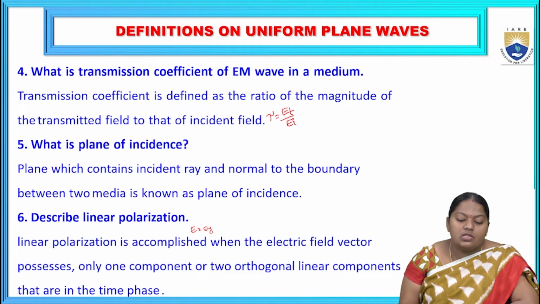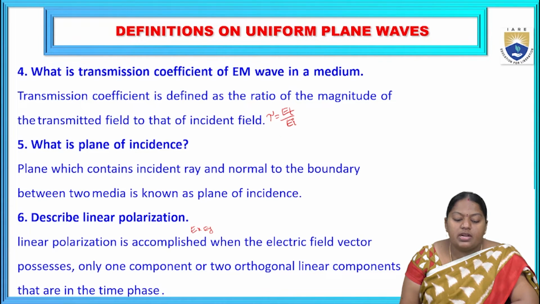Okay, so the transmission coefficient of an electromagnetic wave. To define this, we need to know the magnitudes of the transmitted wave as well as the incident wave. So it is the ratio of the transmitted wave field strength to the incident wave field strength, and it is given by tau, which is equal to Et by Ei.